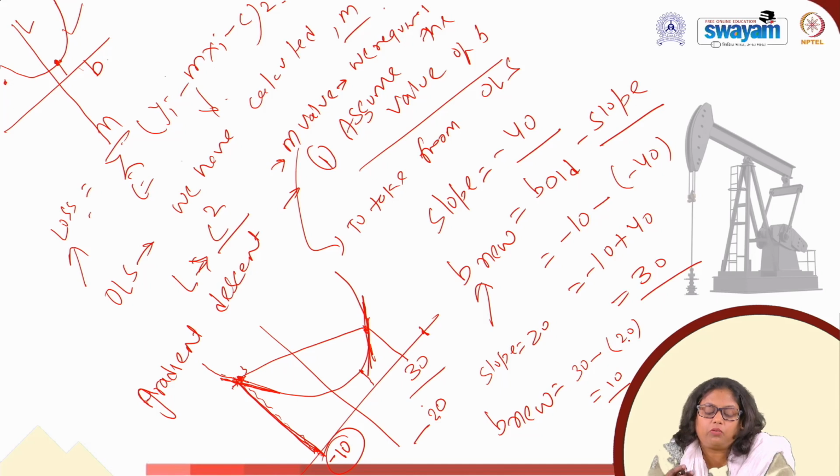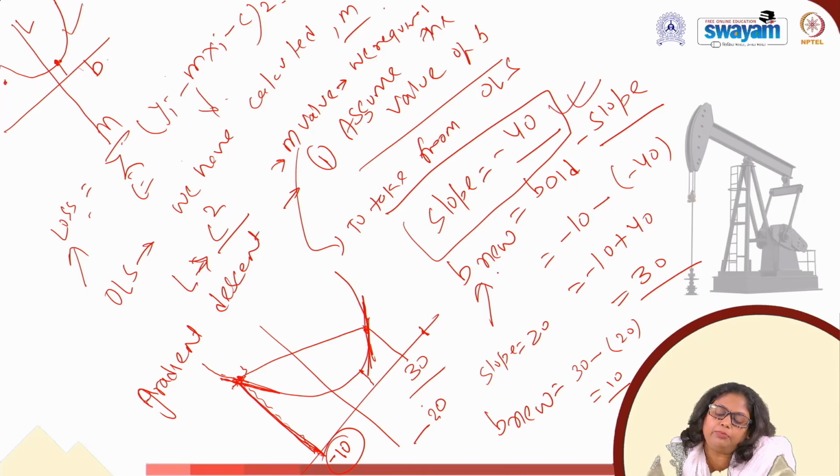What we see here, I have taken slope equal to minus 40. That is what I am trying to say here: when we have a negative slope, I am putting in this one b new equal to b old minus slope.